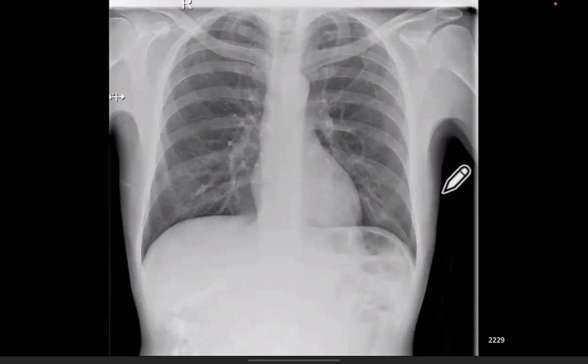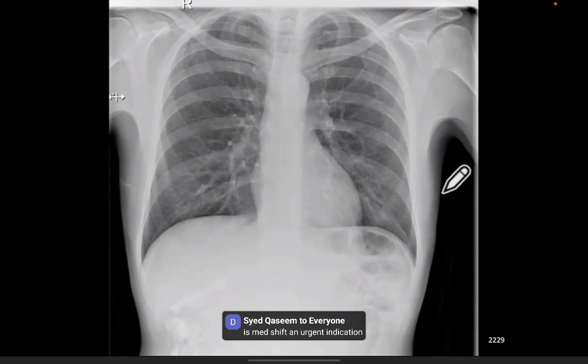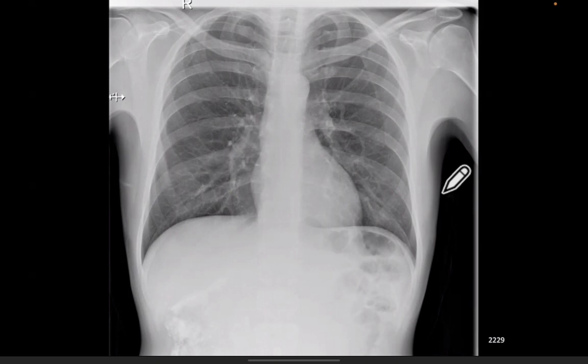Right, this is a young lady with weight loss. Is mediastinal shift an urgent indication? No, not really. No. So what's wrong with this chest X-ray in this young lady who's got weight loss?